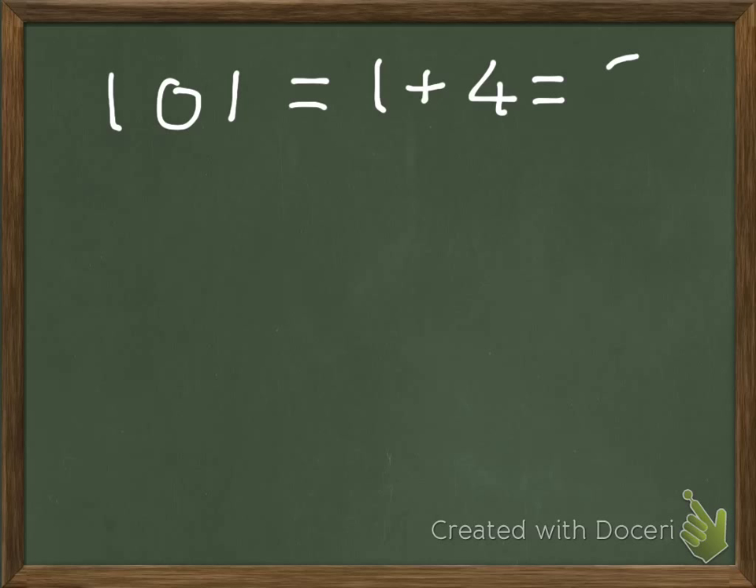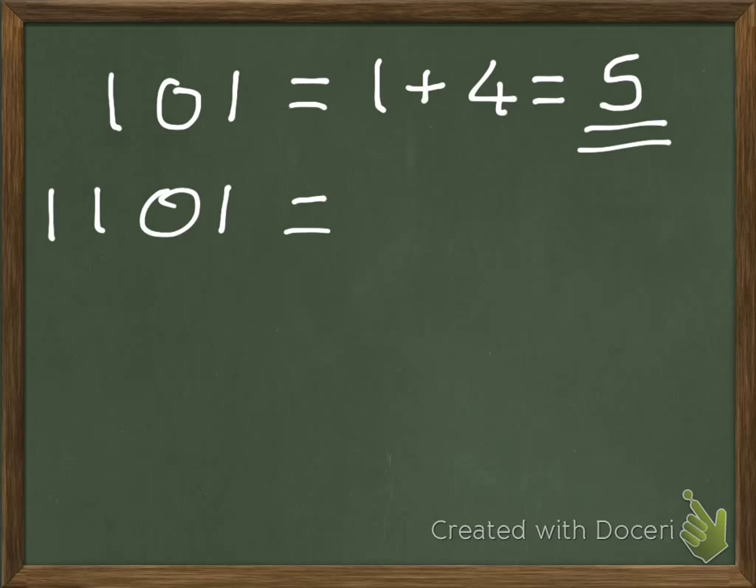Let's have a look at a couple more examples. So how about the number 101? Well, that number has 1 one, it has no 2s, and it has 1 four. So in our normal decimal numbers, that would be worth 5. How about the number 1, 1, 0, 1? Well, that has 1 one, no 2s, 1 four, and 1 eight. Add those together, you get 13.